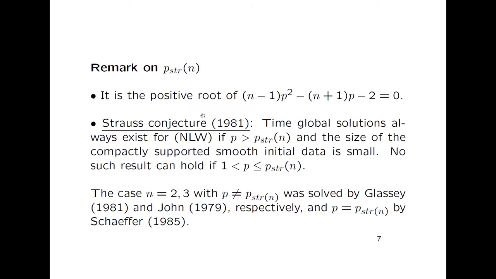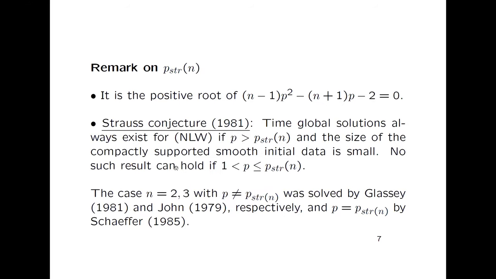Now a remark on the Strauss index. This is the positive root of this quadratic equation. Related to this number, there is a famous conjecture called the Strauss conjecture, posed in 1981: a time global solution always exists for the nonlinear wave equation if p is strictly greater than this index and the size of the compactly supported smooth initial data is small. So small data global existence is true if p is strictly greater than this number.